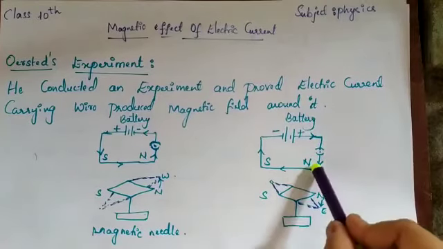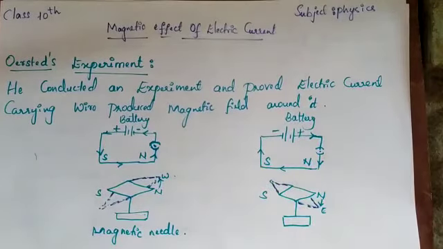When current flows from north to south direction, the north direction will move downwards, that means it moves to east. When electricity passes from south to north, the south will move downwards, so the north direction will move upwards. So this is a concept.